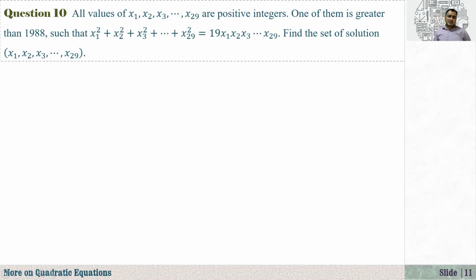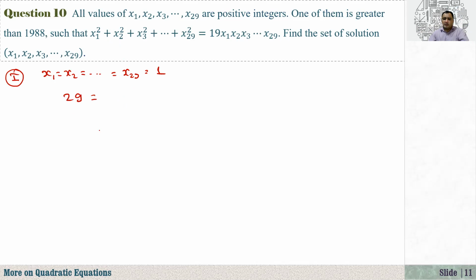Let me say at least one solution here in this question. But of course, can we find a solution where at least one of the roots is greater than 1988? For example, immediately we can think about the first solution. If all of these numbers, x1 equals x2 equals dot dot dot equals x29, are equal to 1, on the left hand side we have 1 squared plus 1 squared plus 1 squared, so here we have 29.